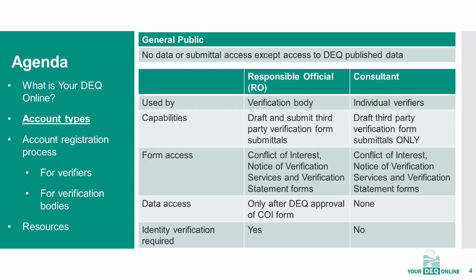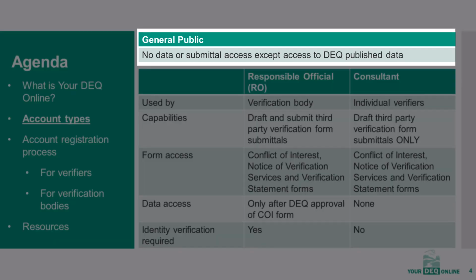Before we discuss account registration, it is useful to review the account types available in YDO and which users should sign up for which account type. When you sign up for an account, you'll note there are three options: General Public, Responsible Official, and Consultant. The General Public account type does not have access to form submittals in the system and can only view data DEQ publishes, so it should not be selected by verification bodies or verifiers.